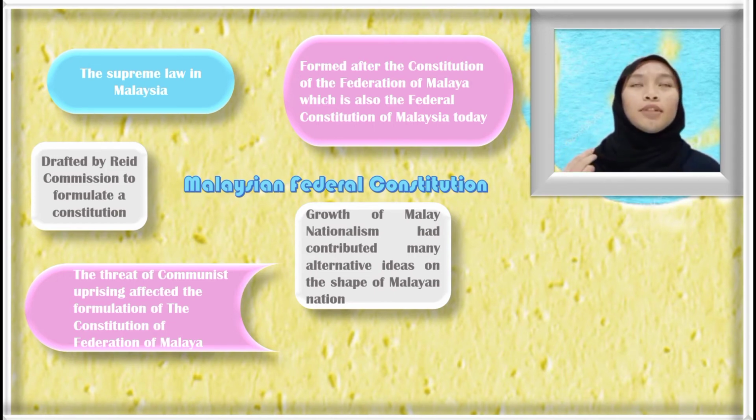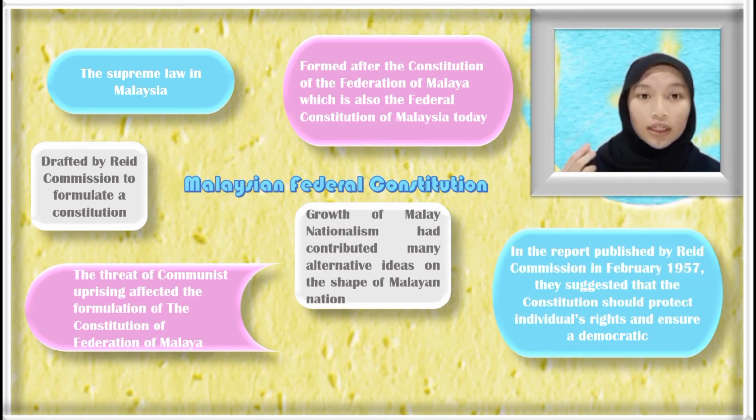In the report published by the Reid Commission in February 1957, they suggested that the Constitution should protect individuals' rights and ensure a democratic way of living.